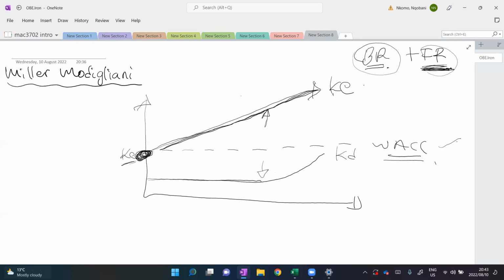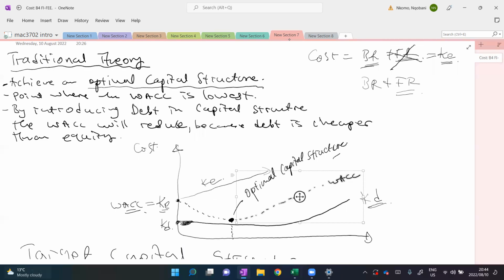Why? Because in Mzansi, if you're an investor, you're going to face tax, and you're going to incur transactional costs whenever you're buying shares or whatever you're doing. So we need to follow the traditional theory, which tells you that an entity can achieve an optimal capital structure by introducing debt into the capital structure. Any questions, additions, or subtractions?